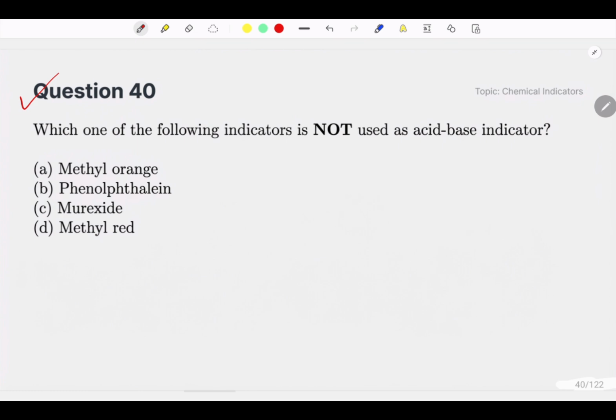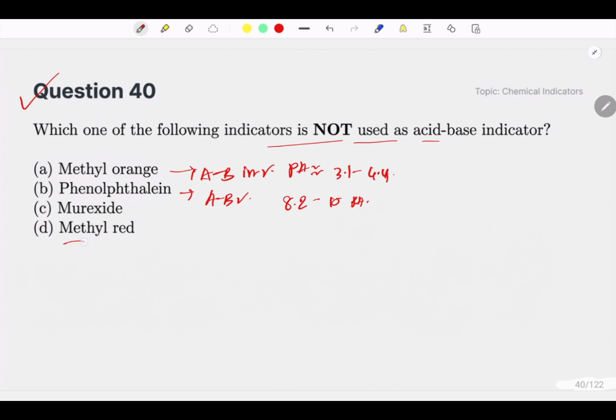In question number 40, which one of the following indicators is not used as an acid base indicator? Okay, methyl orange acts as an acid base indicator, yes, with a pH range of about 3.1 to 4.4. Phenolphthalein also acts as an acid base indicator. Its range is about 8.2 to 10. This is the pH range.